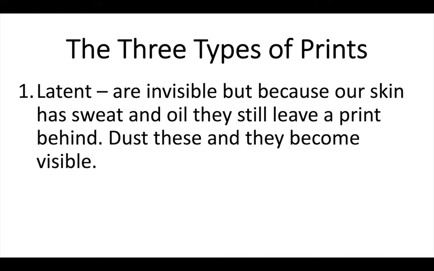Okay, so the 3 types of prints. We got latent prints. Latent prints are invisible, yet we can detect them because we can just use dust. Now, how are they invisible yet they leave a print? Well, that's because our hands have sweat glands. And also we have sebaceous glands, oil glands, not on the palms of our hands, but we can touch hairy parts of our bodies, and now we have sweat and oil. All you got to do is contact any surface, a wall, a table, anything like that, and you got yourself a latent print. Then all you got to do is dust and lift, and you got yourself a print.